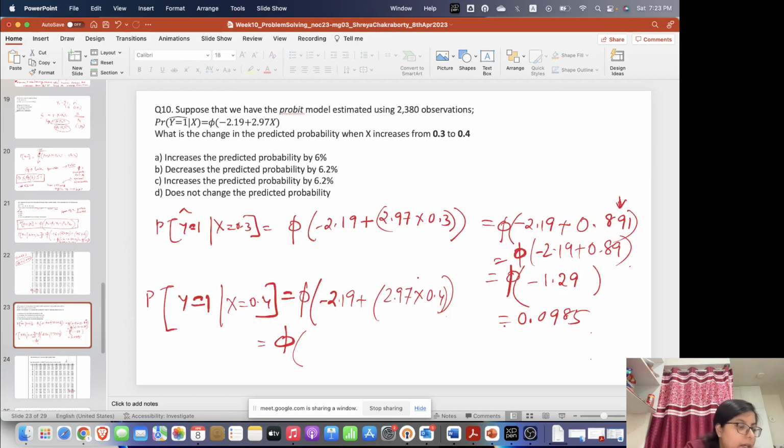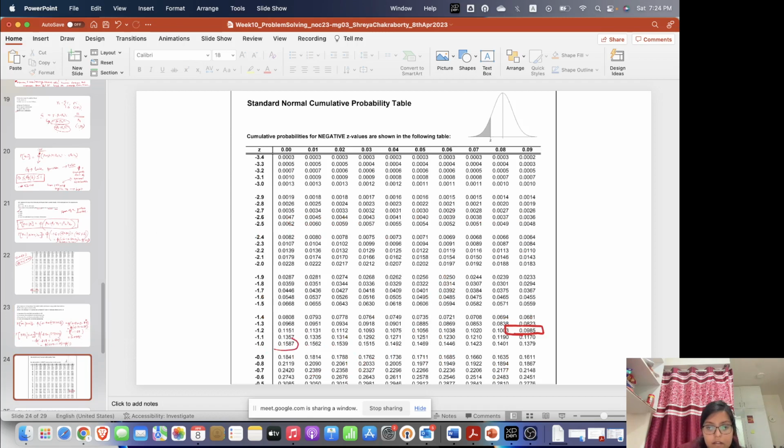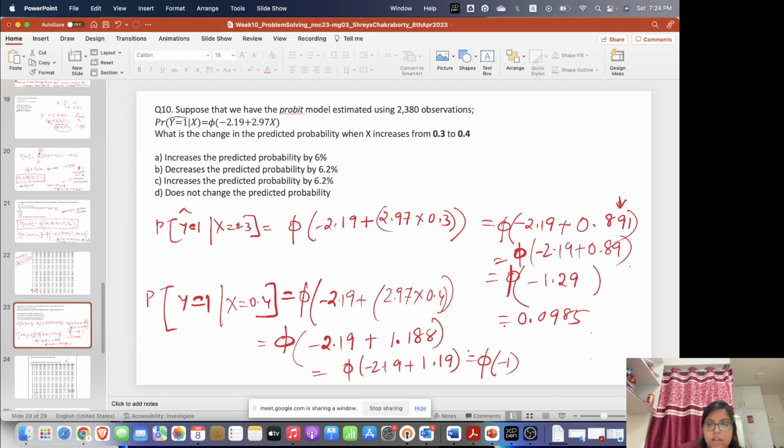And this one, it would be 2.97 into 0.4. This is minus 2.19 plus 1.188. Okay, so we are going to do a round up over here, plus 1.19. This will be phi of minus 1, and that will be this thing 0.1587.